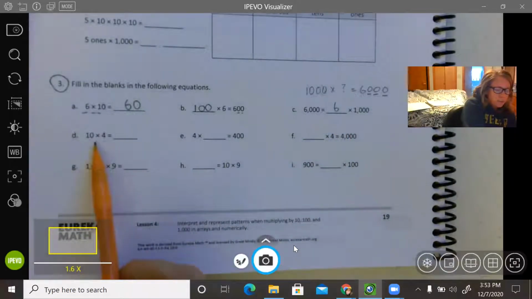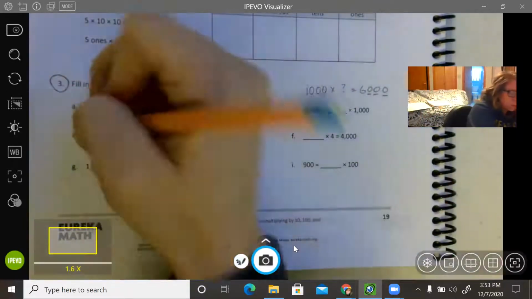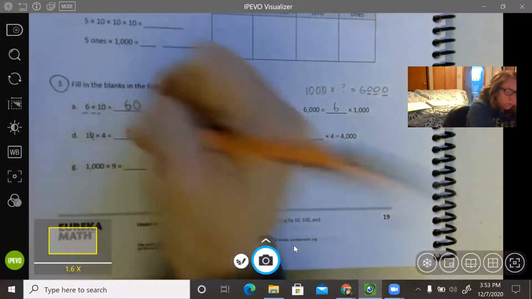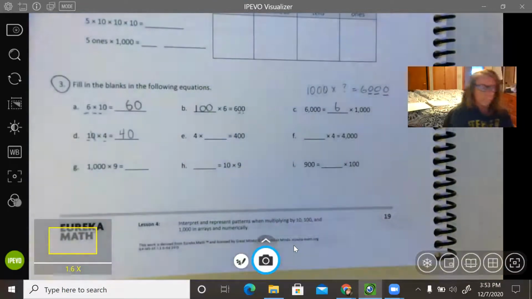Letter D, 10 times 4. Some of you may know that fact, but if that's something that's still hard for you, take off your 0, put it in your answer. You're left with 1 times 4 equals 4. 10 times 4 equals 40.